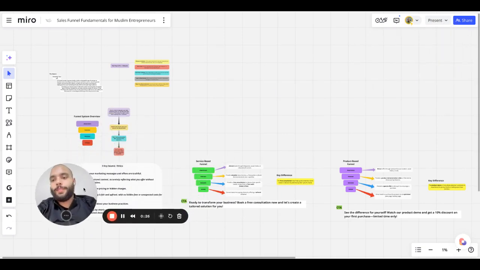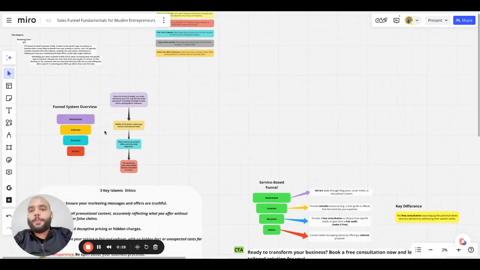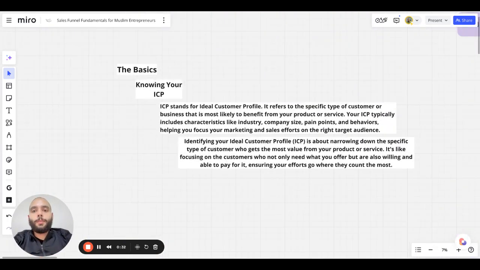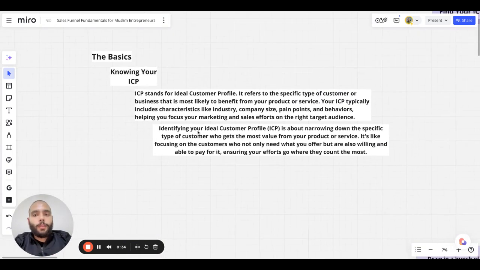All right. So, first things first, we got to start with our ICP. What is our ICP? ICP stands for Ideal Customer Profile. It refers to the specific type of customer or business that is most likely to benefit from your product or service. So, this is like your ideal client, the person that you want to sell to. Your ICP typically includes characteristics like industry, company size, pain points, behaviors, helping you focus your marketing and sales efforts on the right target audience.